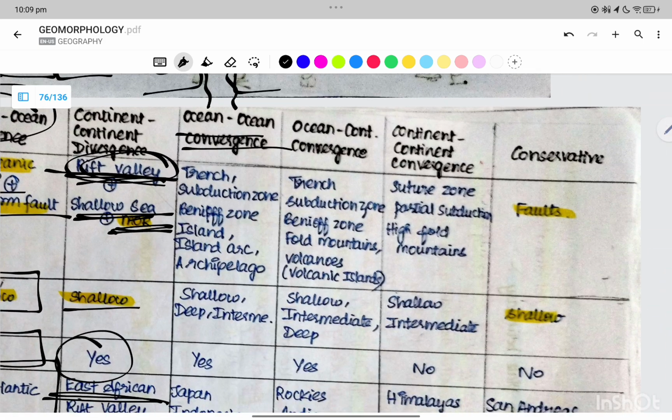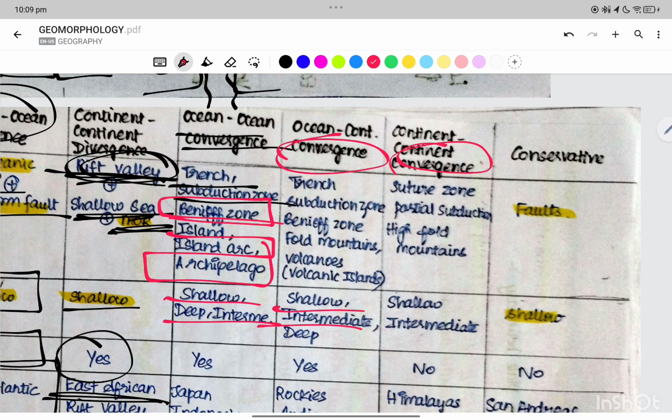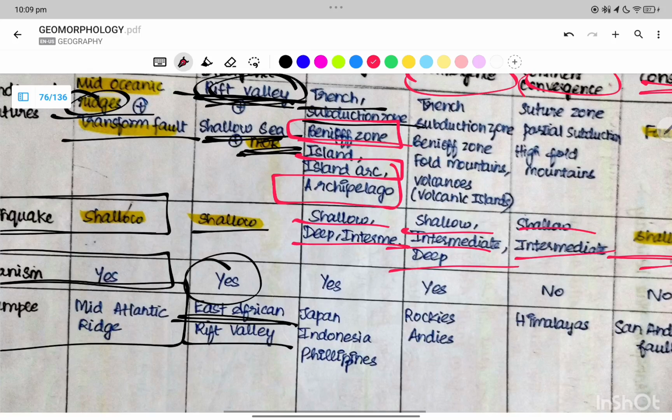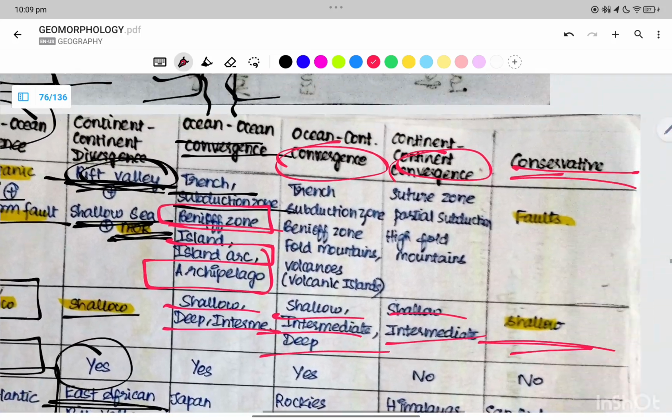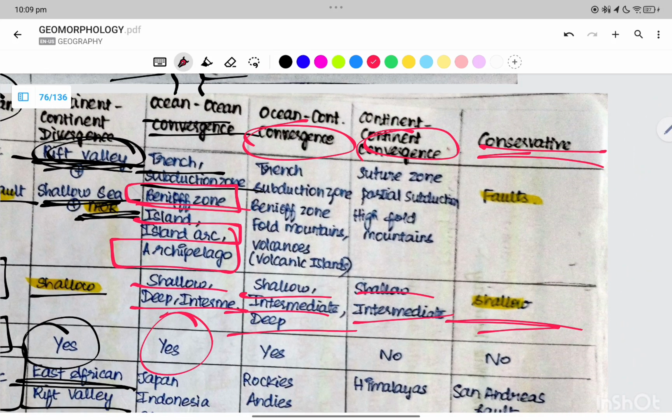And when the ocean and ocean converge, it results in the formation of a subduction zone and trench. Benioff zone is where the intense earthquake is observed, and island arc, archipelago. In all the convergence we will have shallow, deep and intense earthquakes, whereas conservative will have shallow earthquakes. And magma volcanism is present in the ocean and ocean convergence, ocean continent convergence, but not in the continent continent convergence and conservative plate boundaries.